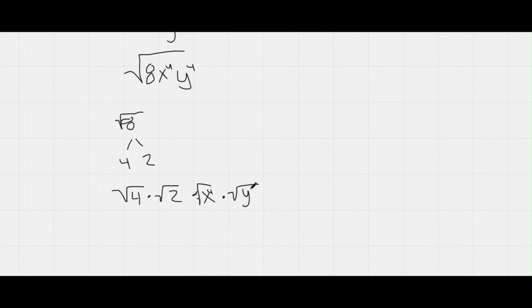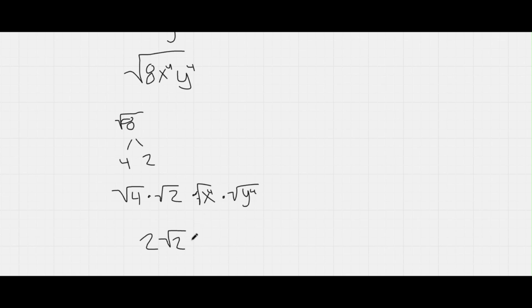All we're using here is the principles of multiplication. Square root of 4, now we're going to simplify. Square root of 4 is 2. Square root of 2 cannot be factored any further. We're going to leave it as is. There aren't any perfect squares that are factors of 2.